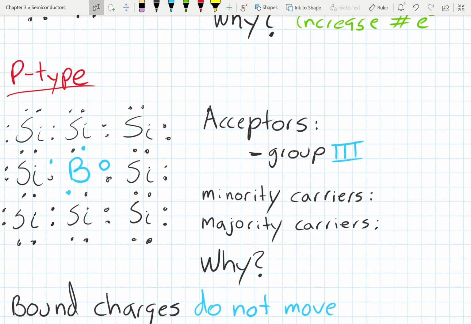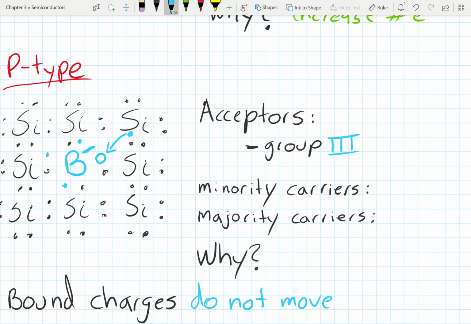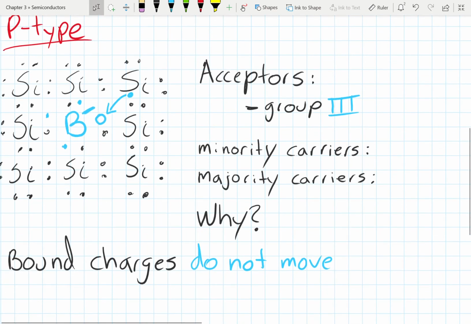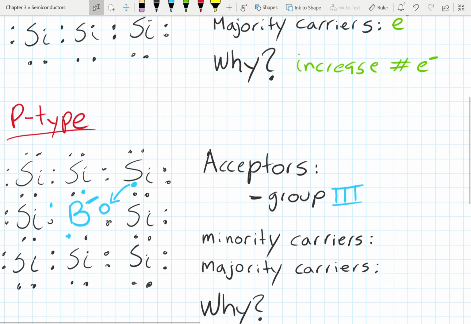This hole is free so that another electron can come in and fill that hole. Holes, as I mentioned before, are a representation of the absence of an electron, and we represent that as a positive charge. So if that positive charge is moving around, this boron is going to end up with a negative bound charge. Just as the phosphorus becomes a positive bound charge, the boron becomes a negative bound charge.